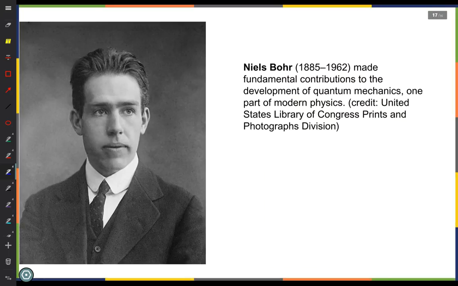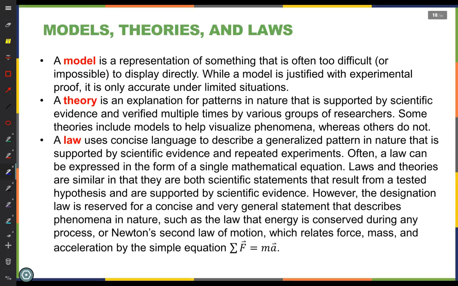Another important person, Niels Bohr, one of the fundamental people in developing quantum mechanics. Obviously, Erwin Schrödinger gets a real large amount of credit for developing a wave equation. These are important people in the development of physics.